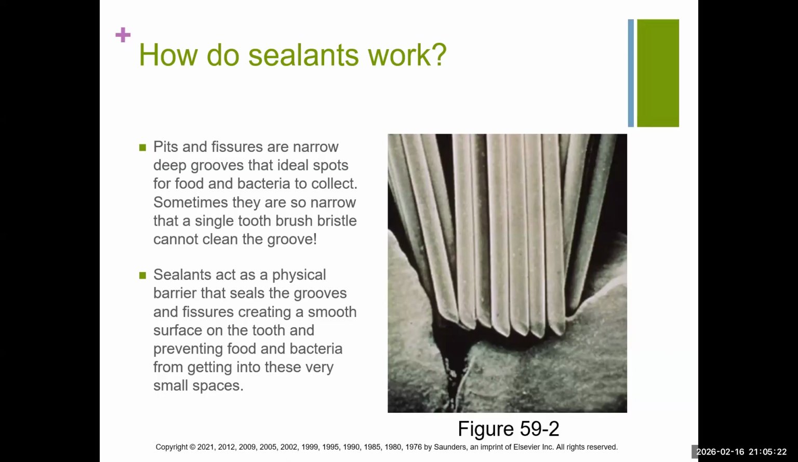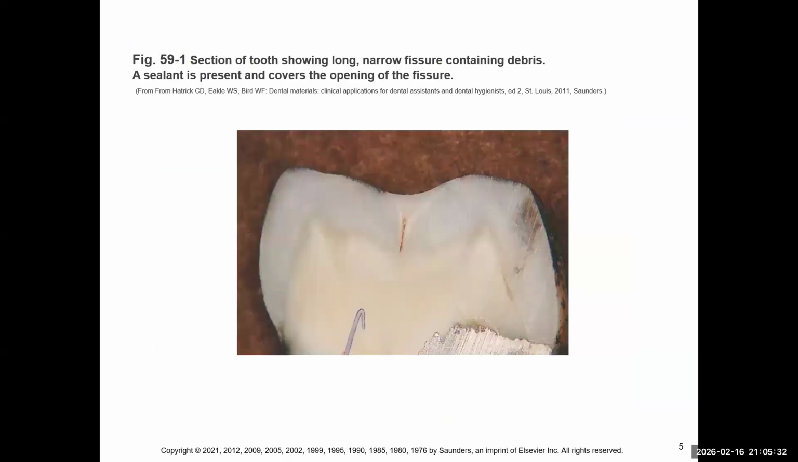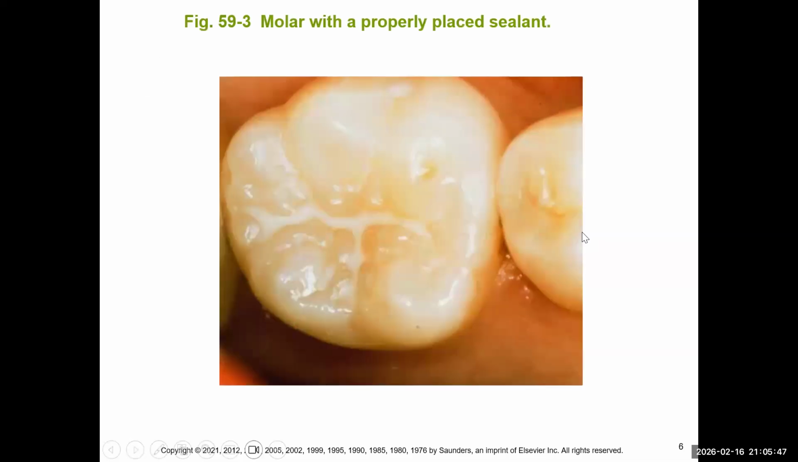So sealants act as a physical barrier that seals those grooves. They create a smooth surface on the tooth, and they prevent food and bacteria from getting into those small spaces. Here's another cross section of a tooth. No matter what, you could see that tiny little space where the fissure is, and you could see that there is debris present in that tooth.